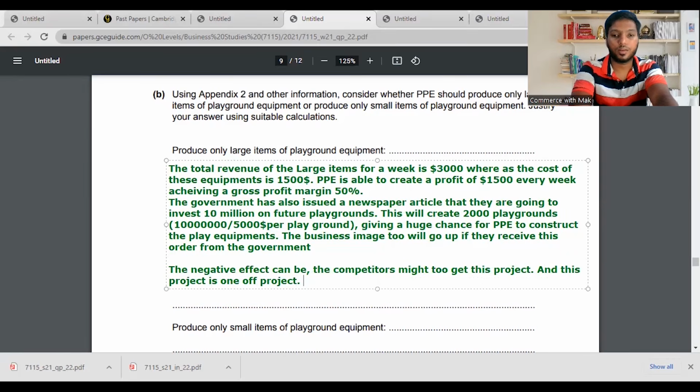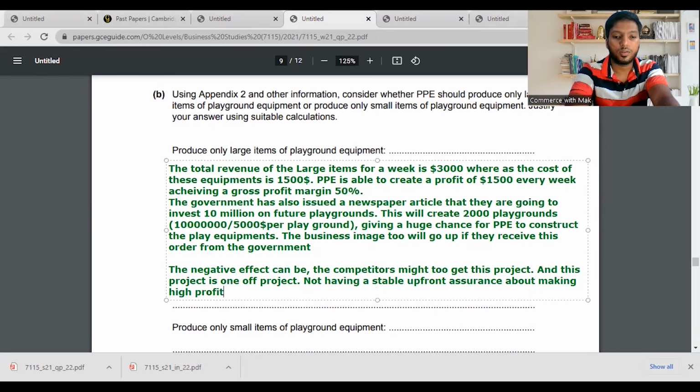So not having a stable upfront assurance about making high profit in large items of playground. So I spoke about so many points. I'll read it out louder for you to understand.